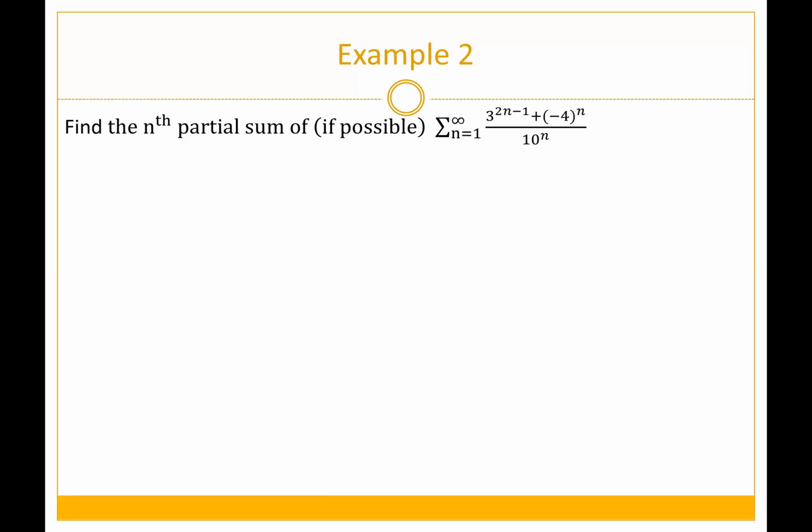Telescopic series. Okay, so this one, find the nth partial sum of this series. We have here (3^(2n-1) + (-4)^n) over 10^n. Currently I'm thinking of splitting this fraction, because honestly, when I look at the numerator and the denominator and try to find the sum of the whole thing, I have no idea.